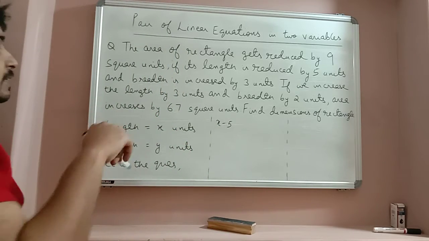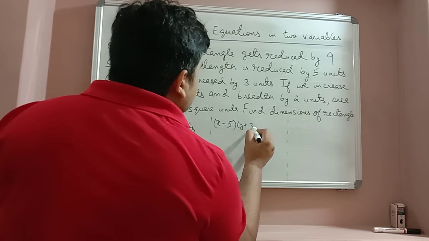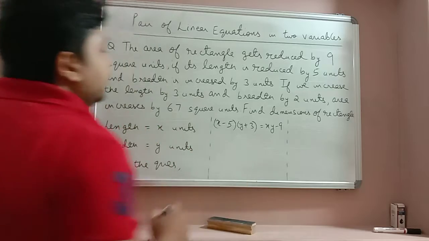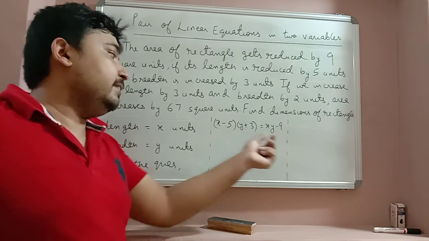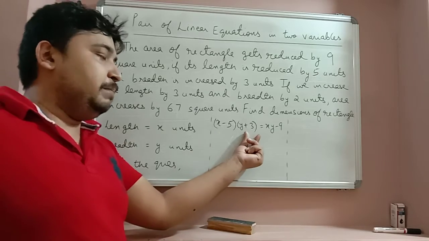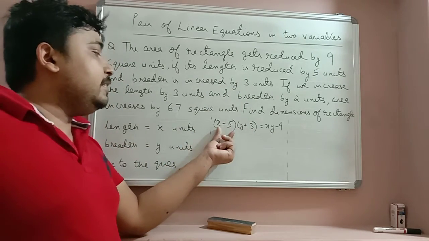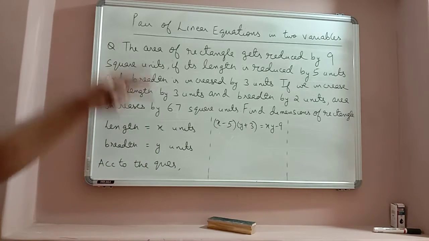and the breadth is increased by 3. Area is reduced by 9. The initial area was xy and it has been reduced by 9. Length becomes x minus 5, breadth becomes y plus 3. Increased by 3 units, reduced by 5 units. Now let's try to simplify this equation.